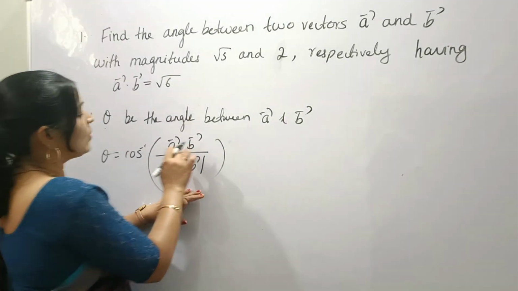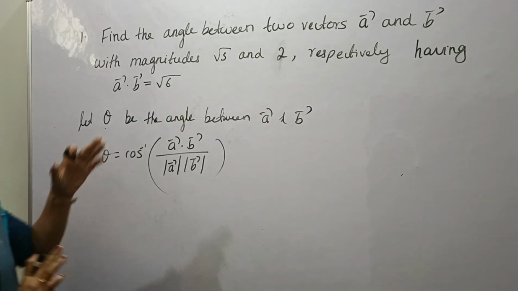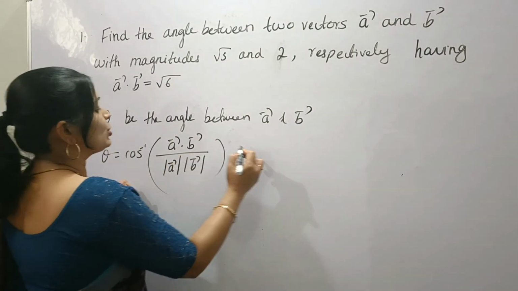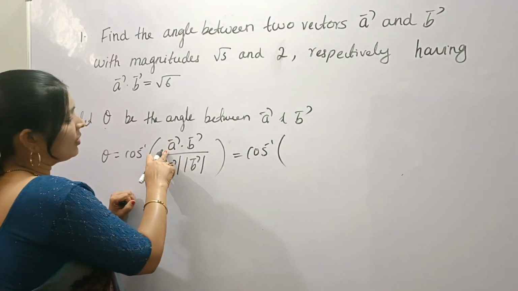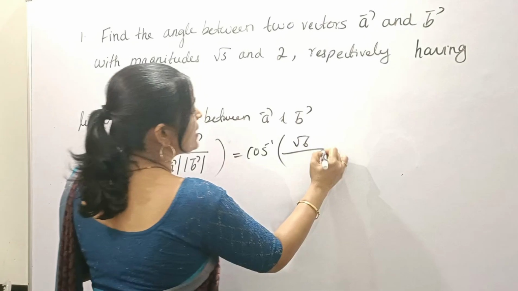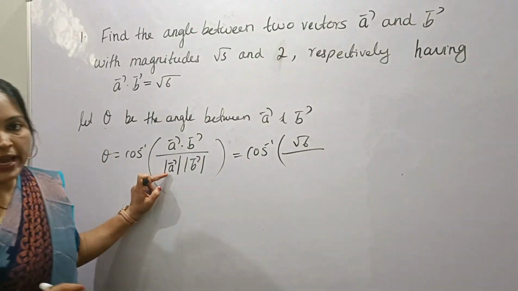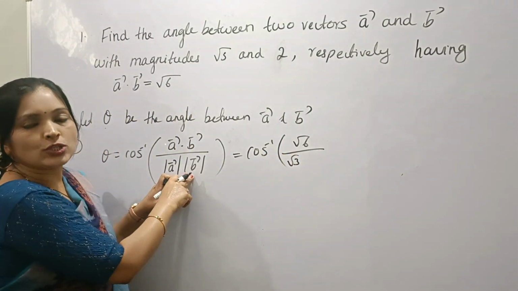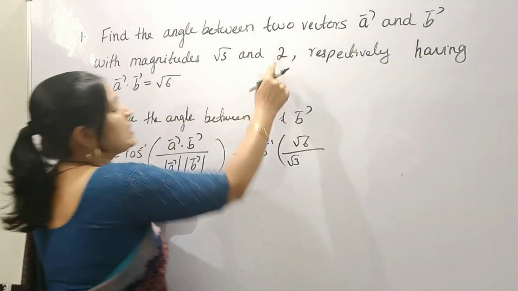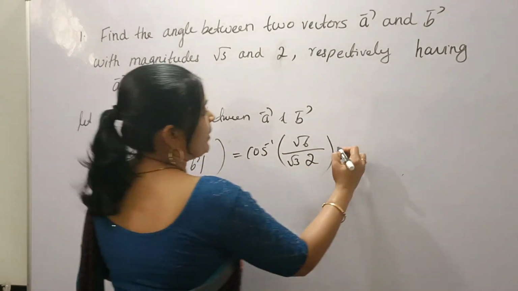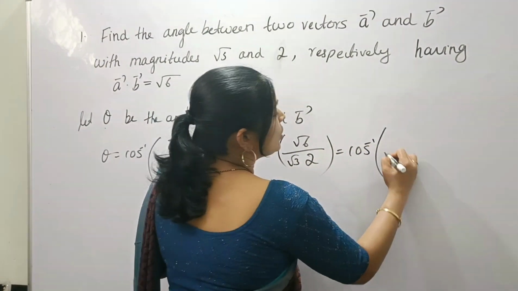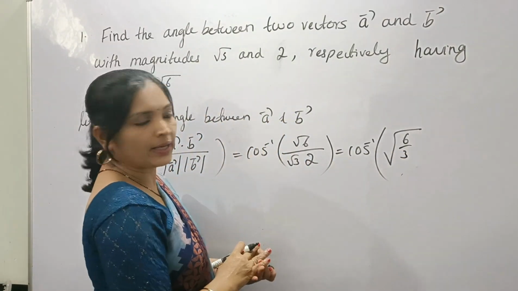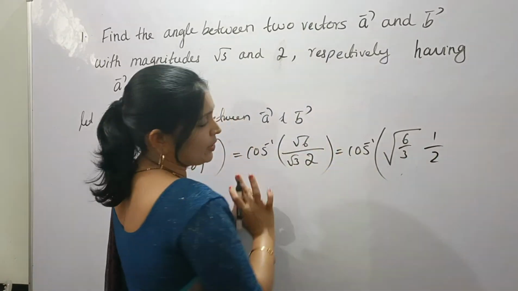So here, it is given, right? Vector A dot vector B is given and their magnitudes are given. So directly we can substitute: cos inverse of vector A dot vector B, which is root 6, divided by the magnitude of vector A, which is root 3, and the magnitude of vector B, which is 2. So it can be written as cos inverse of root 6 divided by root 3, which is root 6 by 3, into 1 by 2.